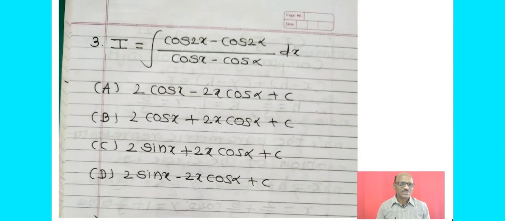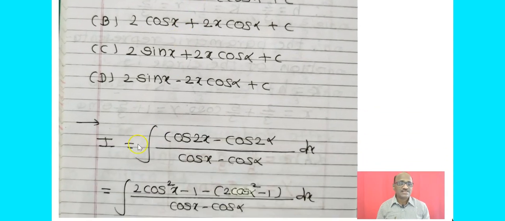Now the next question is from integration, that is I equals integral of (cos 2x minus cos 2 alpha) upon (cos x minus cos alpha) dx. Now evaluate this integral. What is the formula for cos 2x? That is 2 cos square x minus 1, and cos 2 alpha can be written as 2 cos square alpha minus 1.